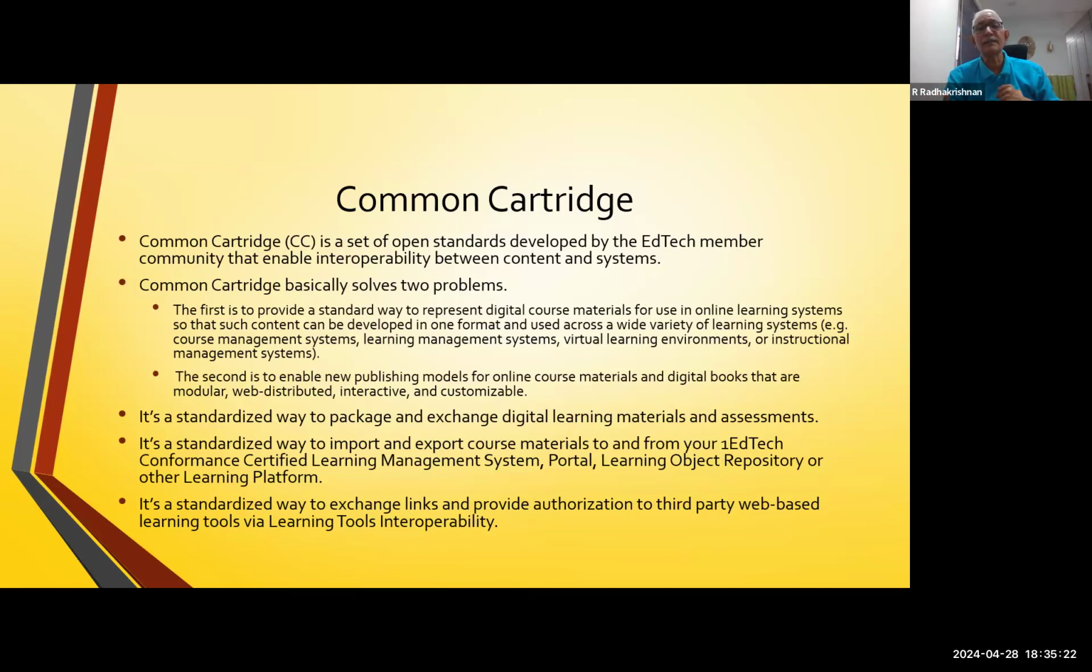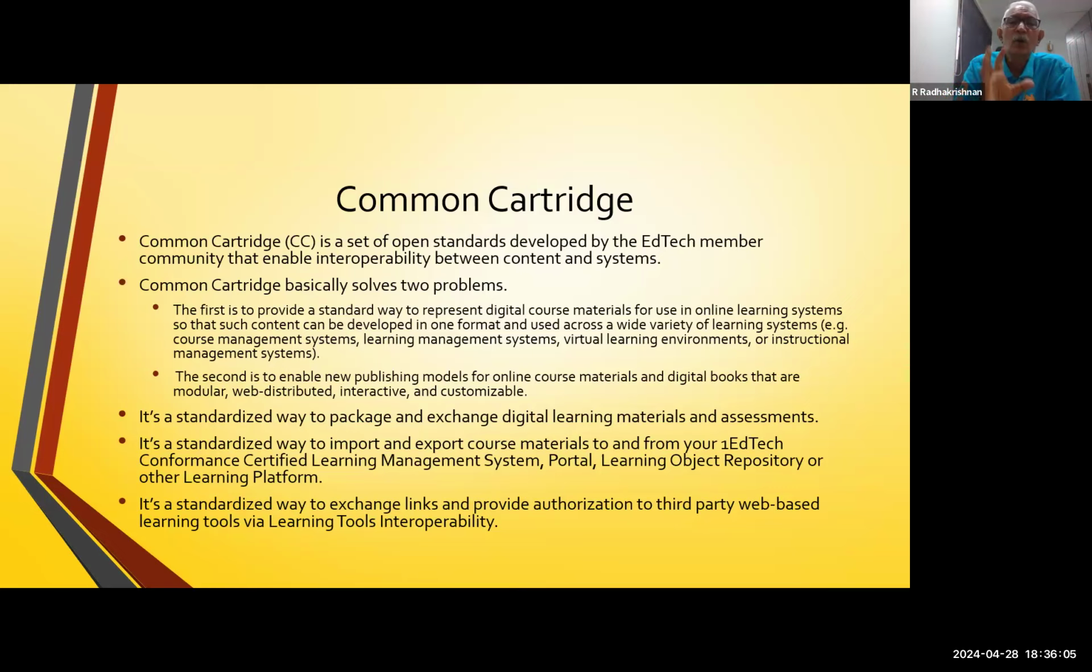Now, the Common Cartridge standard solves two problems. One is it provides a standard way to represent digital content and digital course materials. And second is it enables new publishing models for online course materials, models that are modular, web distributed, interactive and customizable. So it makes everything web-conforming content, and makes it very easy for anybody to port it on the web.